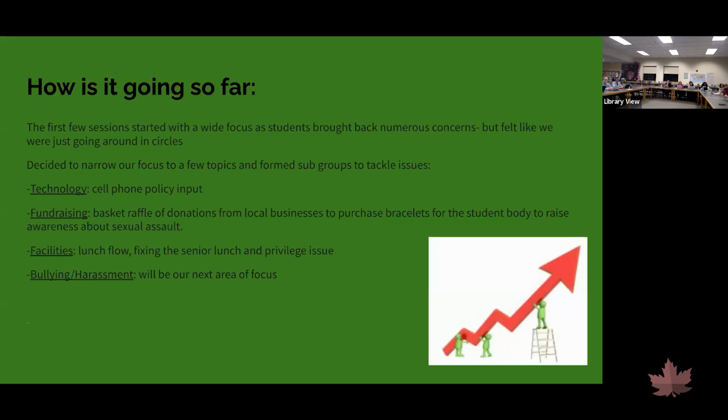And then with facilities, the problem we've seen was the lunch flow. To fix that, we actually changed the way the schedule was, so seniors would benefit more from their senior privileges, because before it was a weird setup with the schedule. Seniors were able to leave during AT, but then they had to come back for like 20 minutes of advisory and then they could leave again for lunch. So we switched it. Now it's AT, then we can go to lunch, and then it's advisory, so we have a longer period of time we can be gone. And then bullying and harassment, that is actually our focus right now.